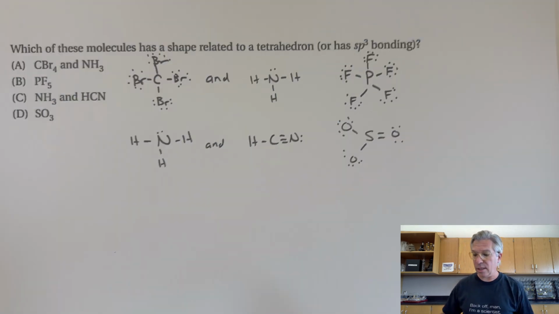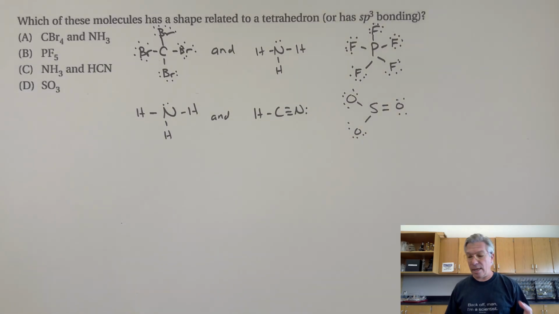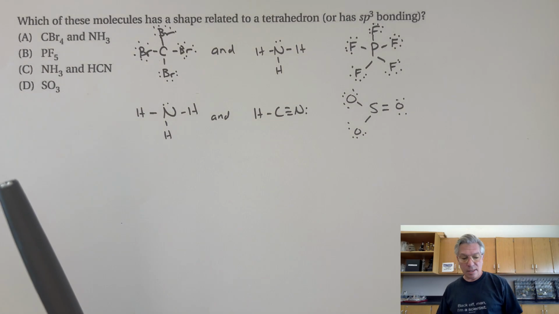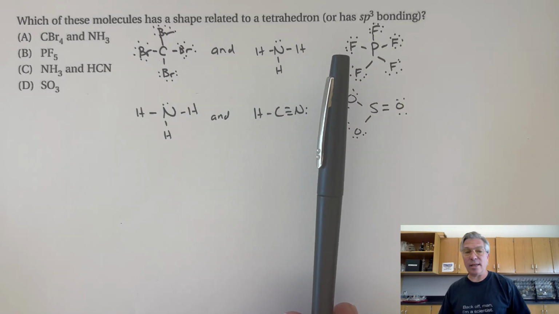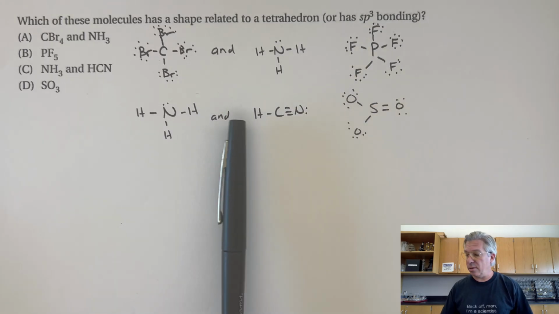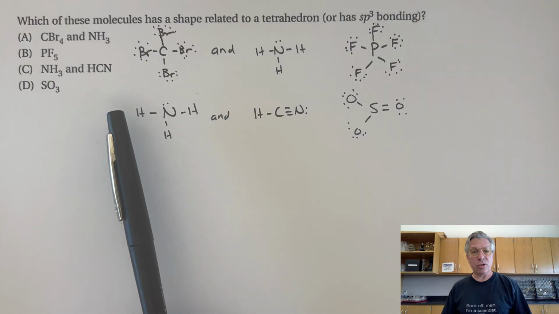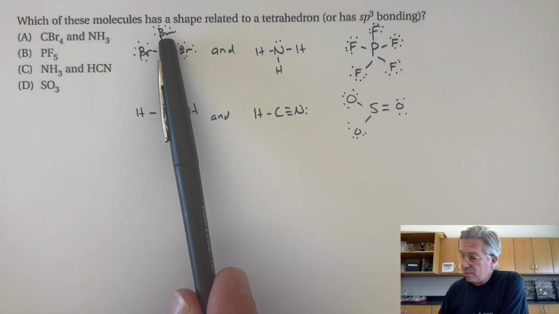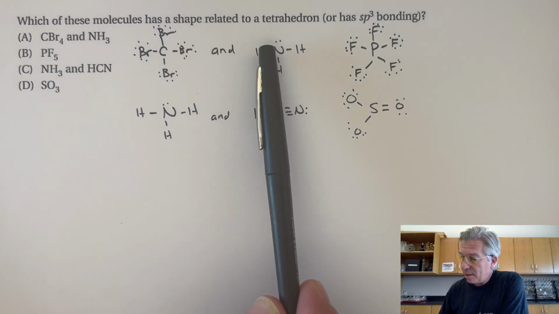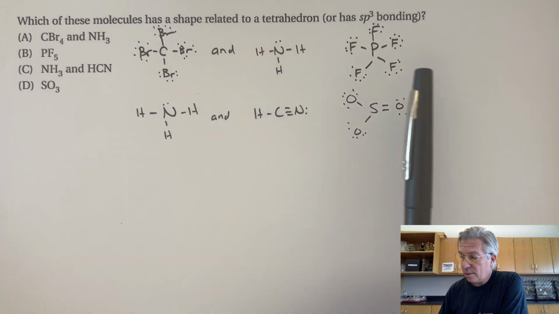All right, and I drew the Lewis structures on the next ones as well, because we're focusing on hybridization in this episode, not the actual drawing. So which of these molecules has a shape related to a tetrahedron or has sp3 bonding? I drew all the Lewis structures, and it's getting a little more complicated because there's more structures to consider. So I'm looking for sp3. So there's 4 bonds, that's sp3, and then 3 bonds and a lone pair, that's sp3. So both of those are sp3.